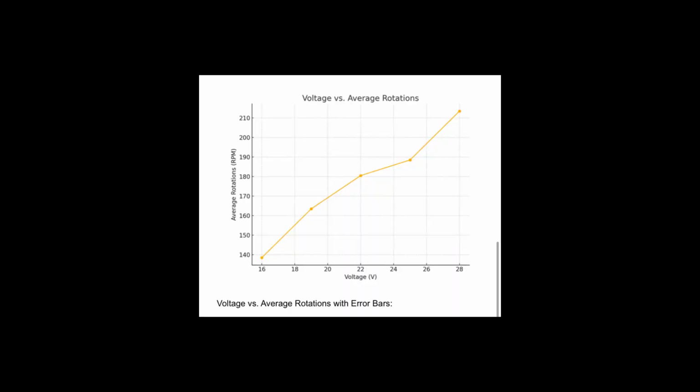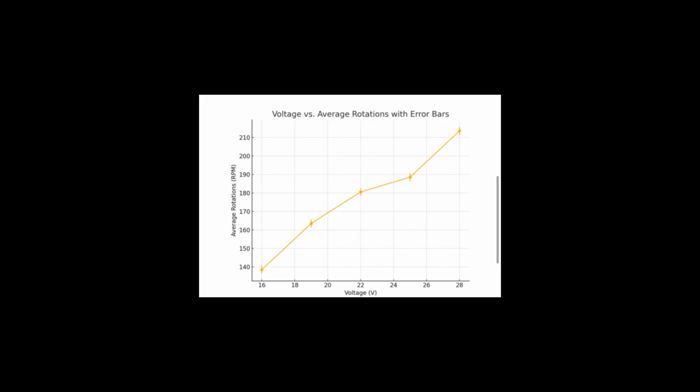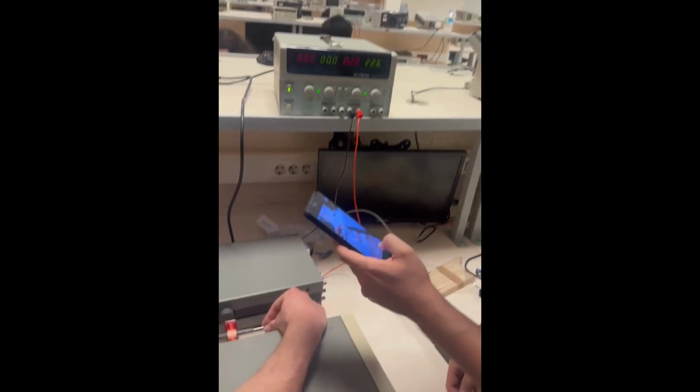After collecting the data, I plotted several graphs. The first graph showed that as the voltage increased, the number of rotations also increased steadily. To detect minor nonlinearities, I also plotted the square of the rotation numbers against the voltage, which made slight deviations due to friction, heating, or system instability more visible.